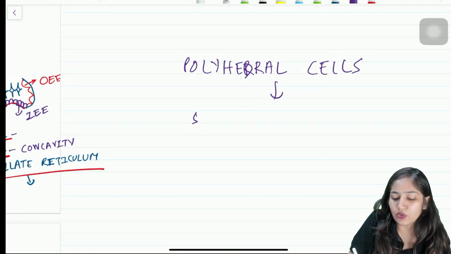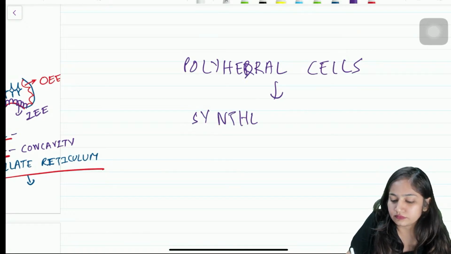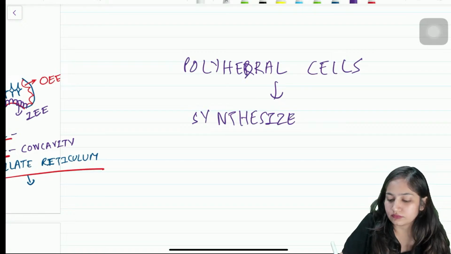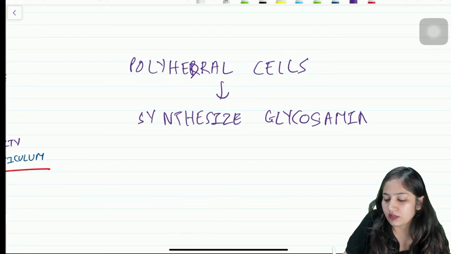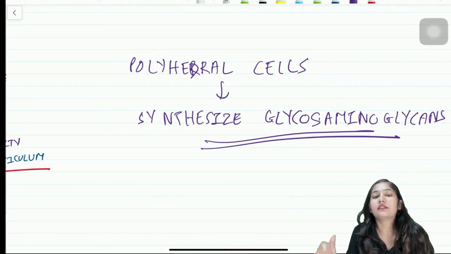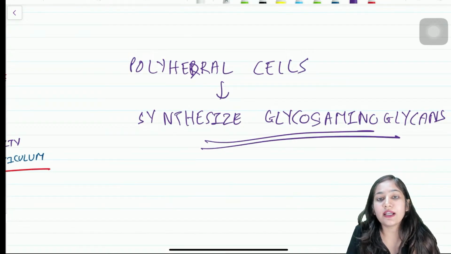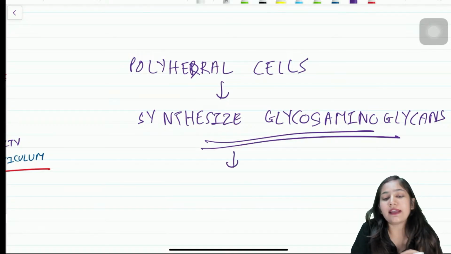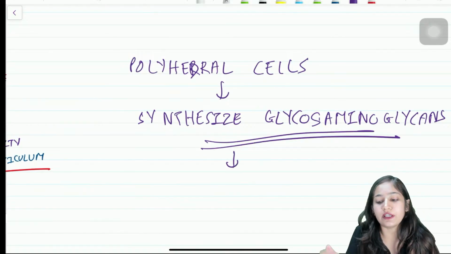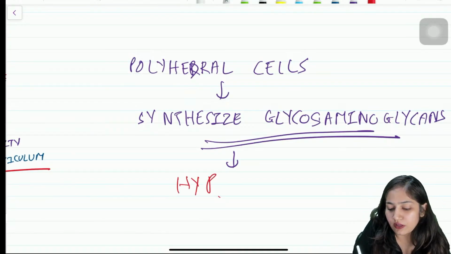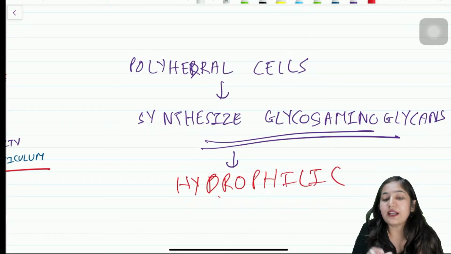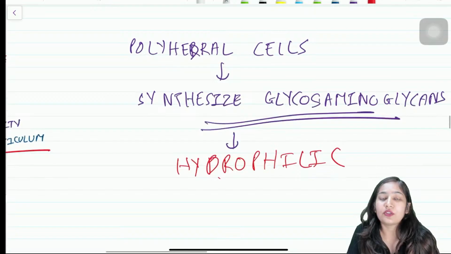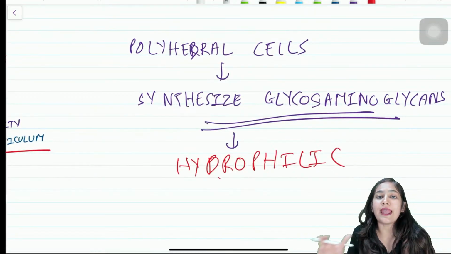synthesize glycosaminoglycans, which are released in the extracellular compartment. These glycosaminoglycans are mainly hydrophilic, water loving, right? So they will absorb water through osmotic force from the surrounding ectomesenchyme.